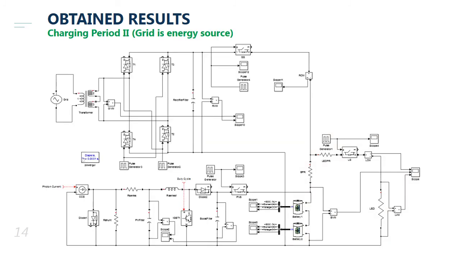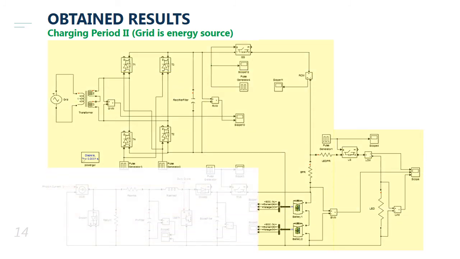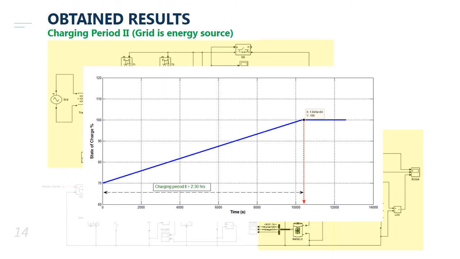When the state of charge level becomes approximately 70%, the third simulation begins from this instant and continues until the batteries become fully charged. During this simulation, the grid supplies the batteries and the lamps simultaneously. The state of charge starts growing again from its previous value to reach full charge as shown here. During this simulation, the PV models and the boost converter are switched off.